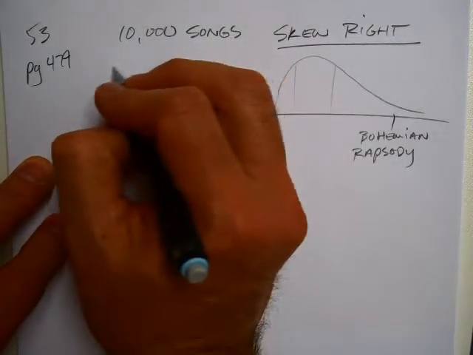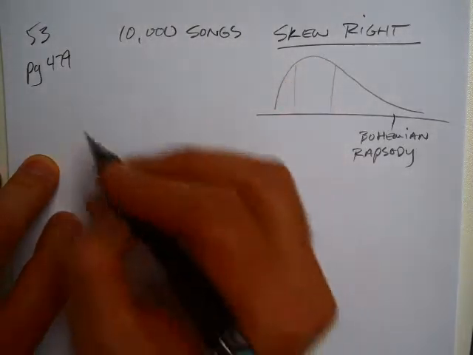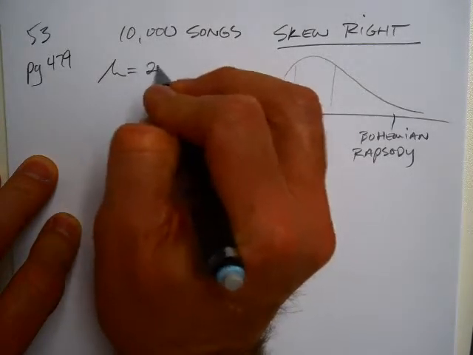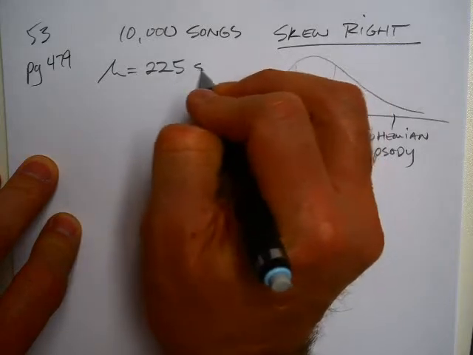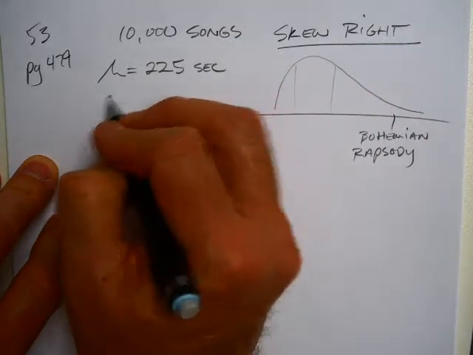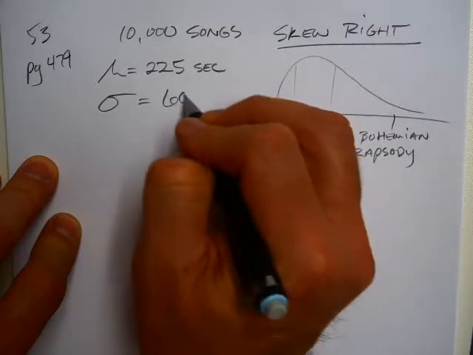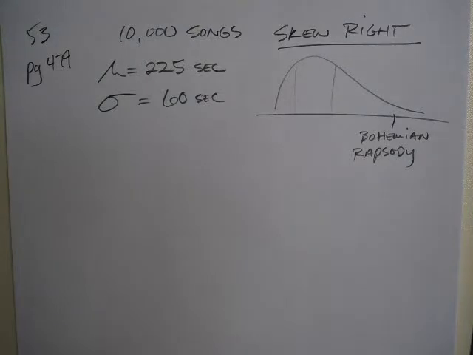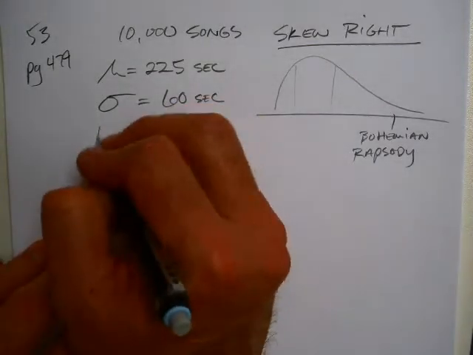Okay, so we've got 10,000 songs. The average is 225 seconds with a standard deviation of 60 seconds. How do I know that that's mu and not x bar? Exactly. It's a population value. It's the population of the songs on his iPod. And we're going to pick 10 songs.